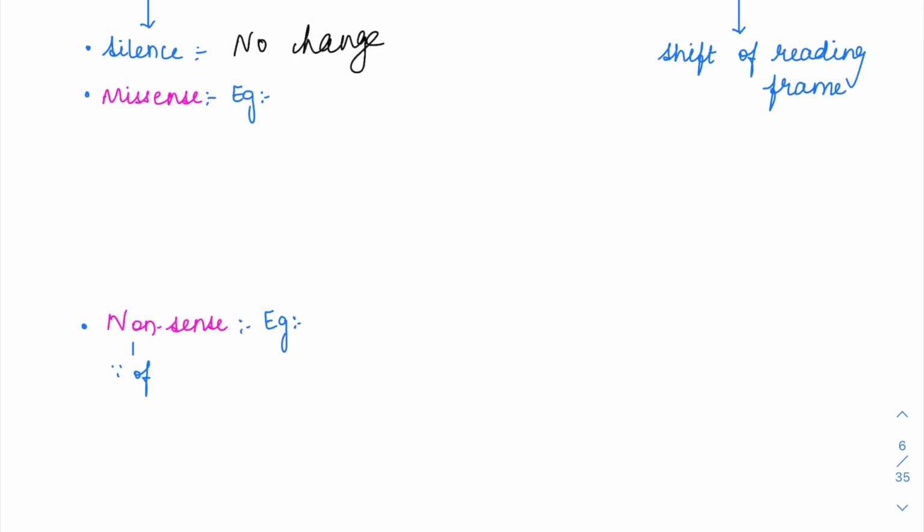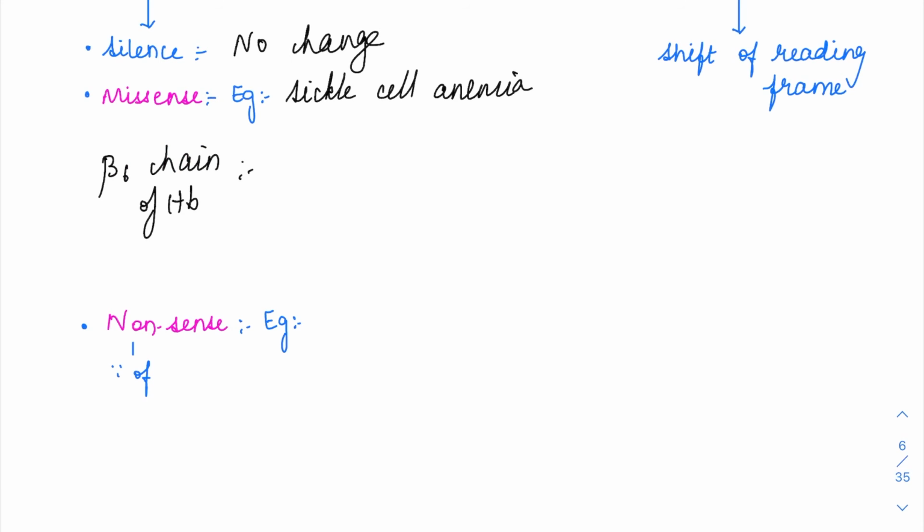So the best example of this will be sickle cell anemia. In sickle cell anemia, we all know it is the beta 6 position, the sixth position of the beta chain of hemoglobin. Here, the normal chain had glutamate, but in sickle cell anemia, glutamate has been replaced by valine. So valine replaces glutamate at the sixth position of the beta chain of hemoglobin in sickle cell anemia.